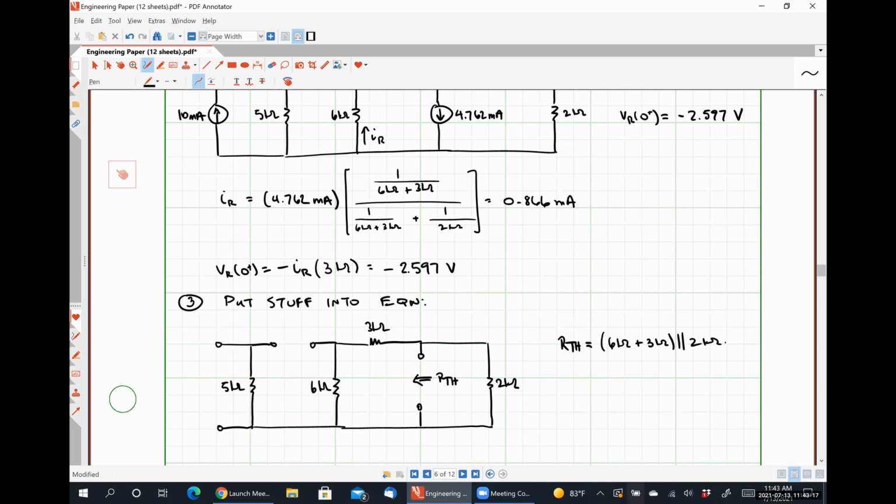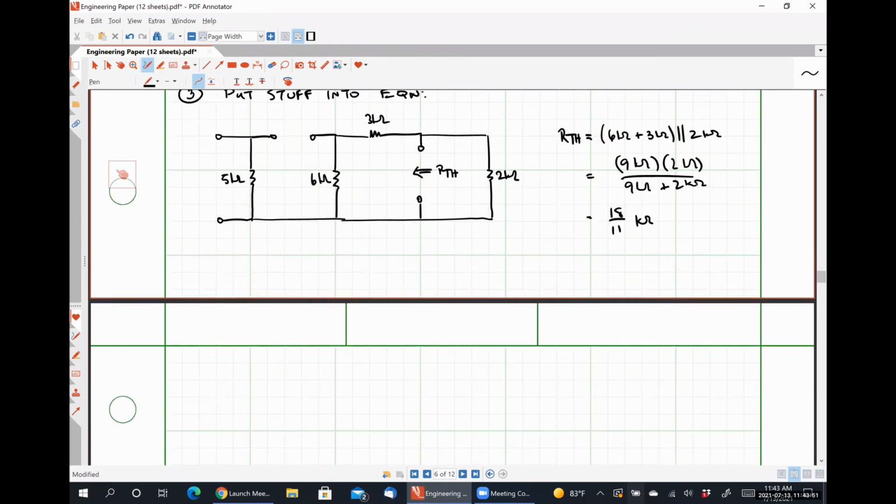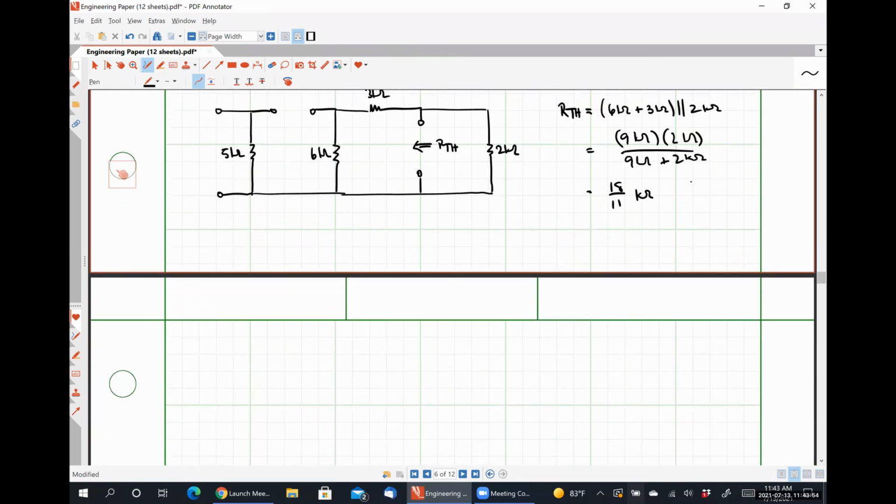Absolutely correct. Does everybody else agree with that sentiment? If you don't understand why it is, I'm happy to explain it. All right, nobody's saying much of anything, so that's going to look like 9 kilo ohms times 2 kilo ohms over 9 kilo ohms plus 2 kilo ohms, which is 18 over 11 kilo ohms. So now we're ready to rock and roll on our inductor current, IL of t.